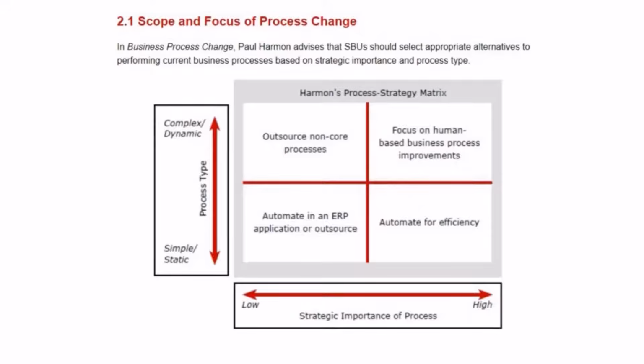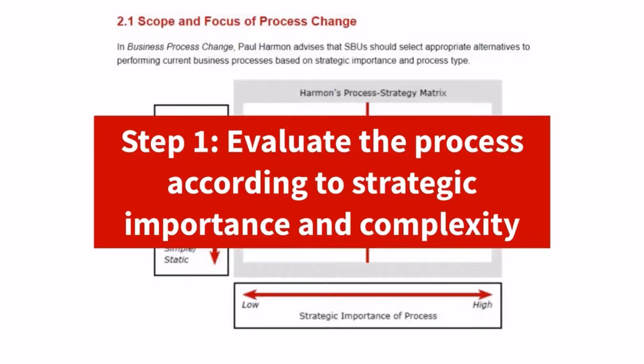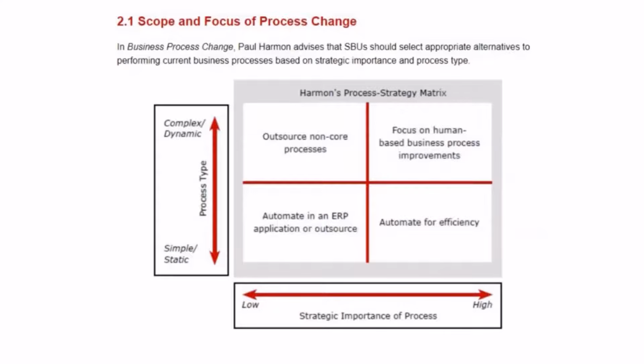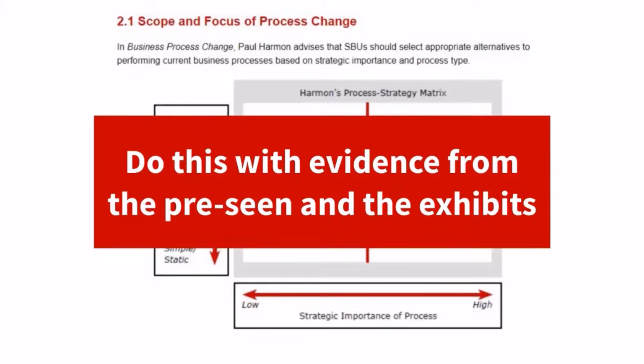This is the first part of recommending how to manage a process change in SBL. Evaluate the strategic importance and the complexity of the process in question. Now, it's essential that you express judgment here and arrive at a conclusion for both importance and complexity, and back up what you say with evidence that you found in the pre-seen and the exhibits.